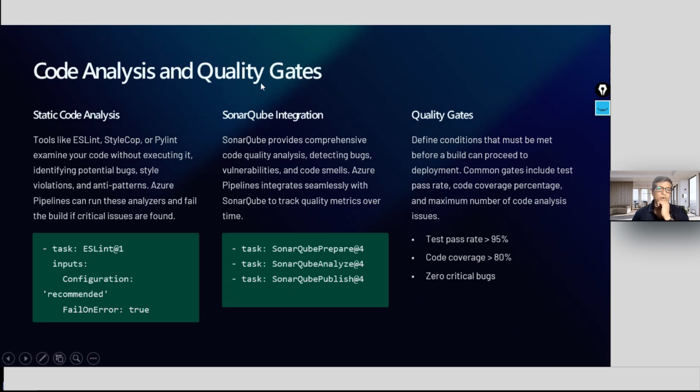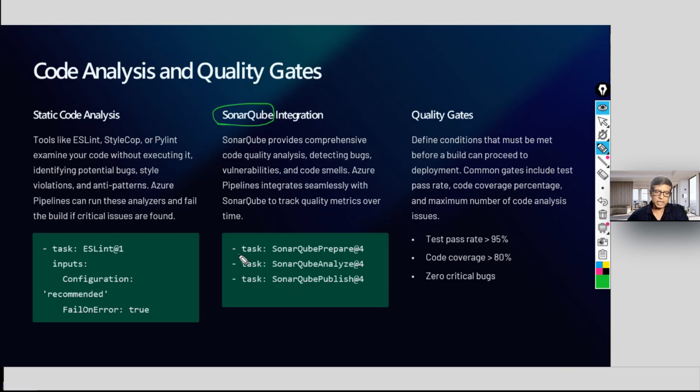Code analysis and quality gates. So as I told you the other day, there is SonarQube. You can integrate your pipeline, the code, to go through the SonarQube integration. SonarQube has inbuilt tasks and provides a comprehensive code quality analysis, detecting bugs, vulnerabilities, and code smells. Okay. So Azure Pipelines can integrate seamlessly with SonarQube.